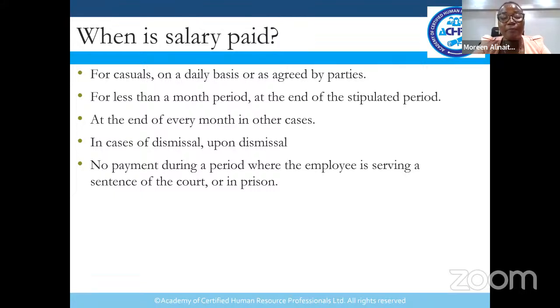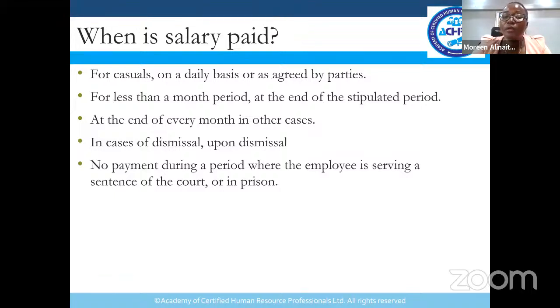That is also fine. People who are working for less than a month are paid at the end of the stipulated period. Maybe you're giving work to somebody for 3 weeks. When the 3 weeks end, you now pay them their salary. At the end of every month in other cases. For example, if somebody has normal employment, they'll be paid at the end of every month. Upon dismissal, you must pay the salary of this person.